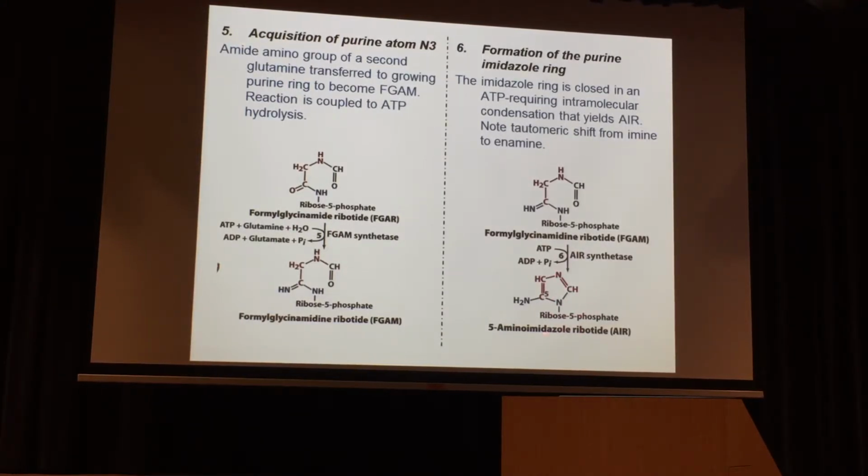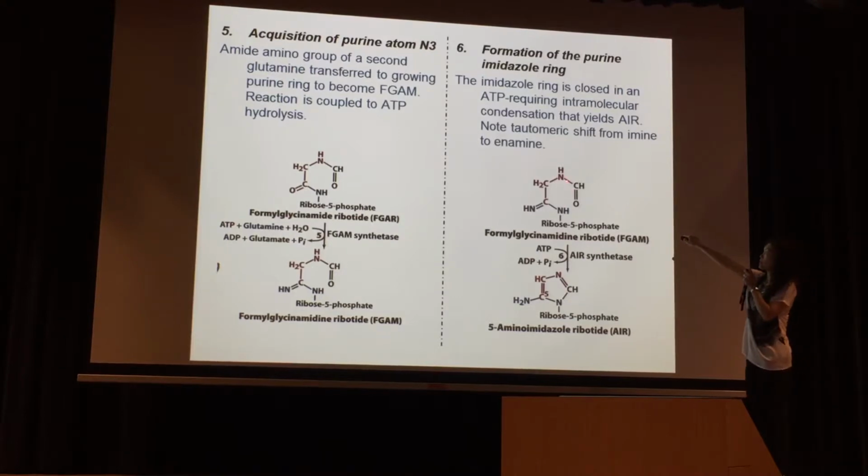It's called AIR, the aminoimidazole, because the imidazole has already been formed. Aminoimidazole ribotide. R is the ribotide. The tautomeric shift is from an imine to an enamine. What they mean by the tautomeric shift is that in the imine, the C=N here, the double bond has moved up to become C=C. So this becomes an enamine.